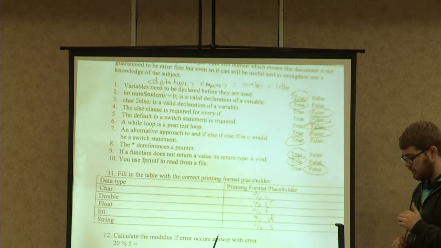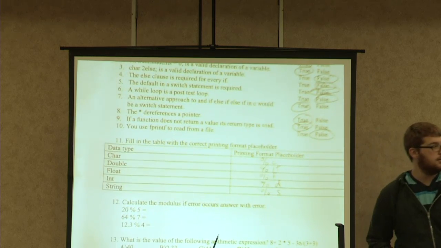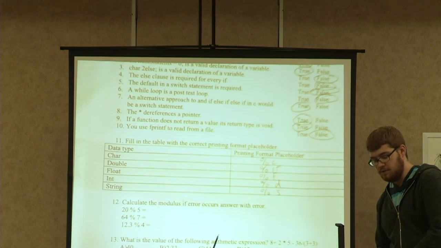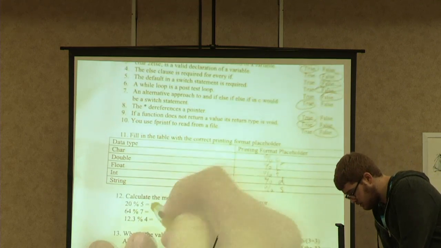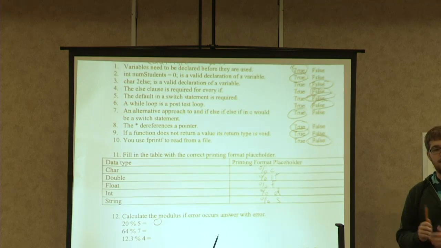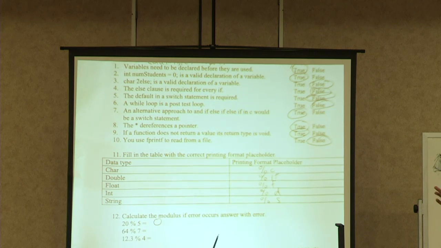Okay, then we're going to calculate the modulus. Can anyone explain to me what the modulus is? It's the remainder. Yep. Two of you guys said it. It's just getting the remainder of the division. So 20 divided by 5 would be 0, because it would be 4, remainder 0. 64 mod 7, what would that be? How many times does 7 go into 64? 63, there's 1 over, so it would be 1.